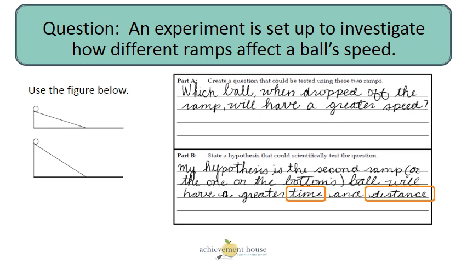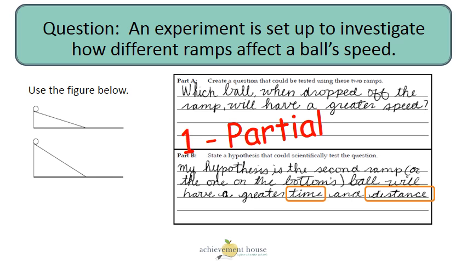Let's look at a different student's response. Part A, the question they created: which ball, when dropped off the ramp, will have a greater speed? Well, that could be tested, couldn't it? Part B, their hypothesis was, my hypothesis is the second ramp, or the one on the bottom, the ball will have a greater time and distance. Well, that hypothesis is testing time and distance, but their question at the top was talking about which one would have a greater speed. So let's think about what the scoring would be for this question.